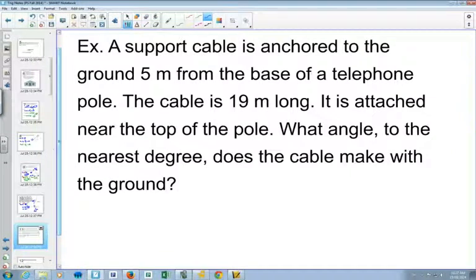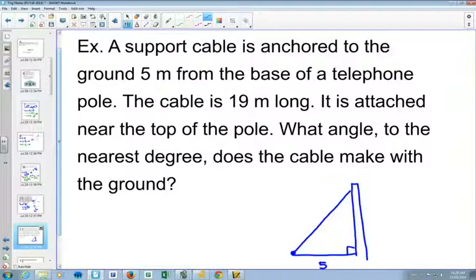Let's just draw this out. Does that look like a good telephone pole? Not bad. And it is anchored to the ground. So here's the ground. Here's the cable attached to it. Okay? And we know that it is 5 meters from the base of the pole. So there's our 5 meters.